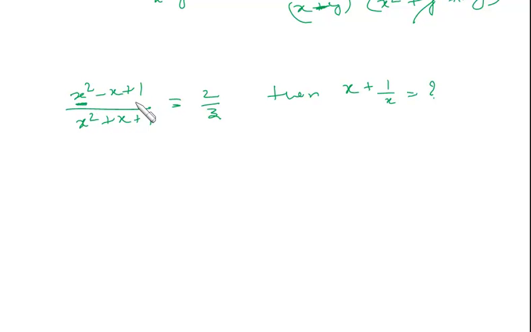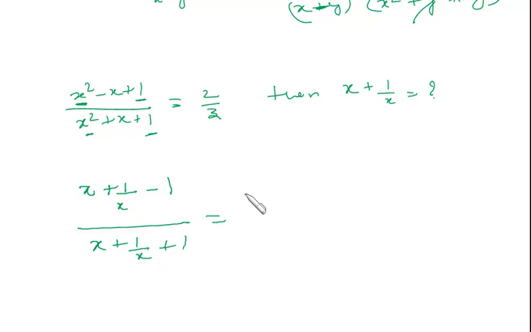Now you see this x square and this one, x square and 1, right? Just try to recall the funda of x plus 1 upon x that we have discussed in the previous session. So divide this entire expression by x. So what you'll be getting is x plus 1 upon x minus 1 upon x plus 1 upon x plus 1, and that is actually 2 by 3, right?